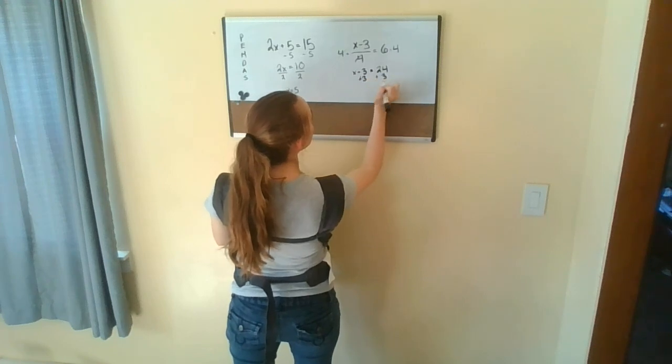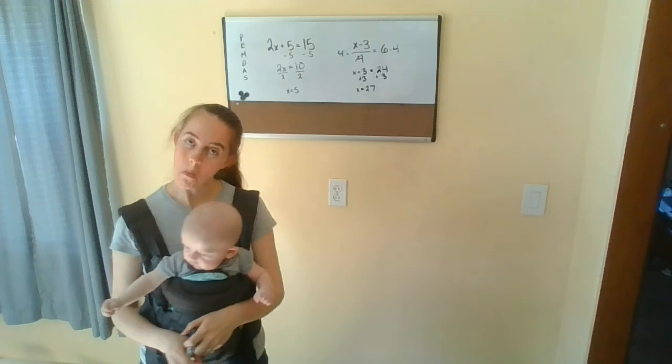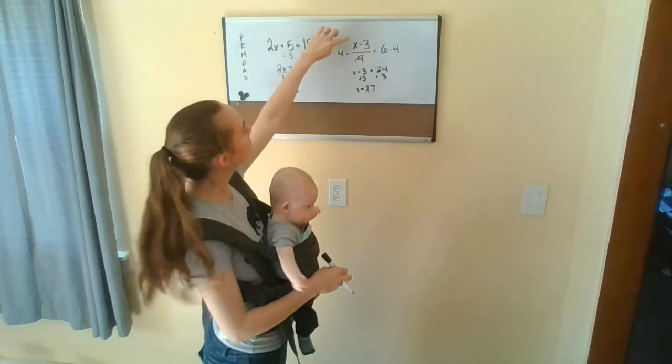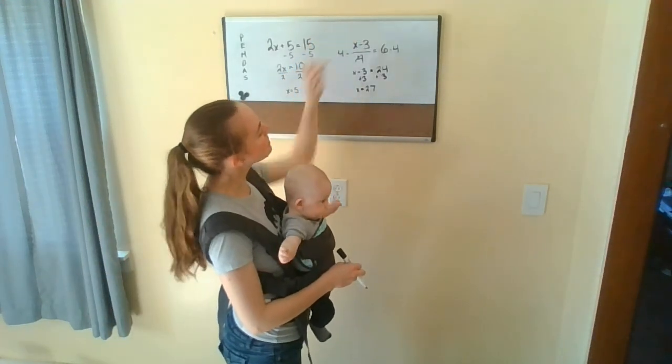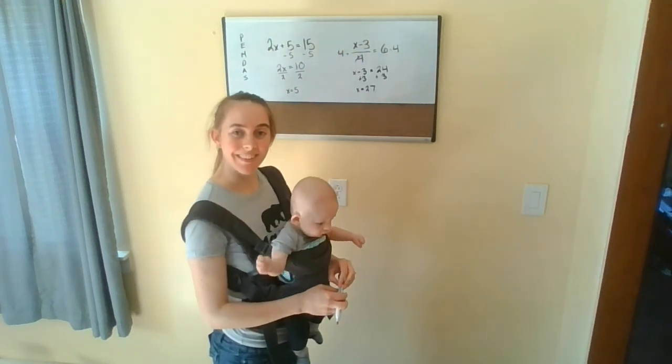Okay, all right, and so then I have x minus 3 equals 24, so now I'll add 3 to both sides. Now I get x equals 27. Let's see if it works. So if I plug 27 back in, 27 minus 3 is 24. 24 divided by 4 is 6.